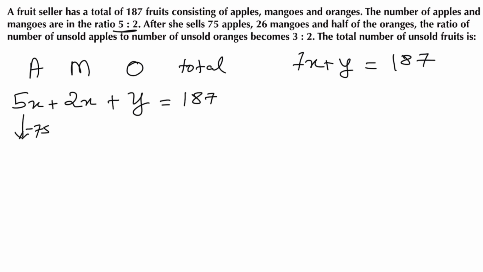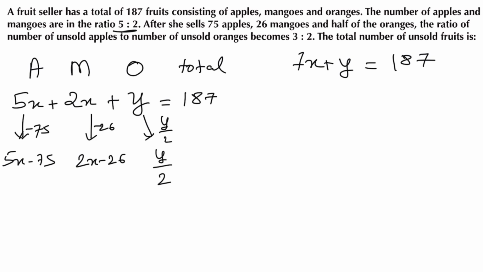Further, after she sells 75 apples, the new number of apples is 5x - 75. That's the number of apples left. And 26 mangoes are being sold, so the number of mangoes remaining is 2x - 26. And half of the oranges have been sold, so y/2 oranges have been sold. The number of oranges remaining is y/2.